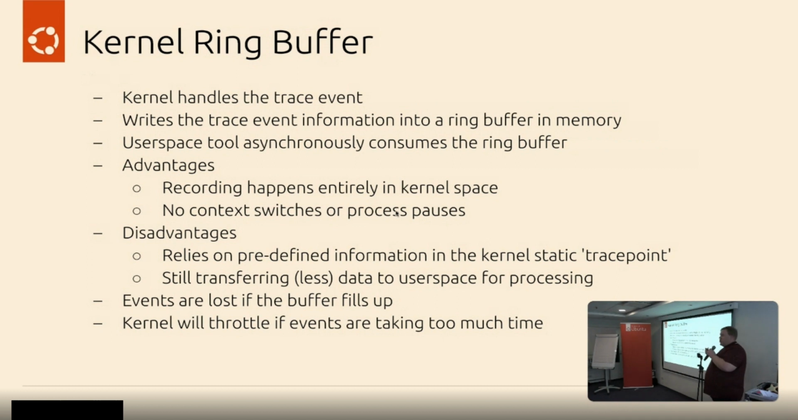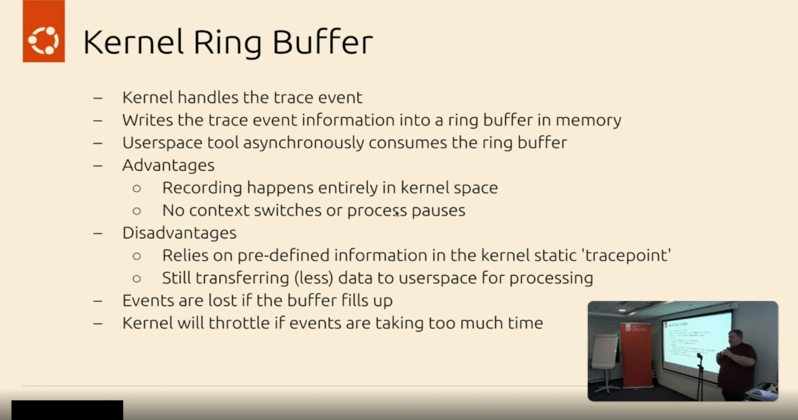And so because the kernel does that all in kernel space and it doesn't context switch, that makes it much faster. However, it also means that the tracing tool can't customize the information it's reading. It can't read some extra memory or something like that. And so it relied, at least in the initial implementation, on those static trace points to predefine the information you wanted to know. And that's what we were trying to get away from. We want to be able to customize and write our own programs.